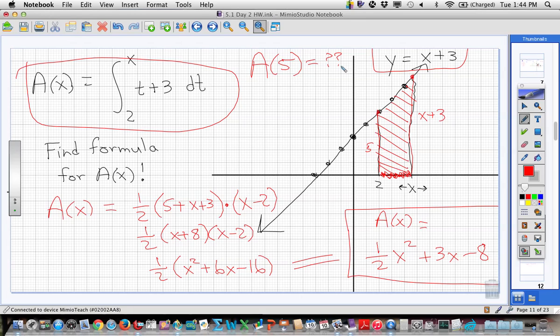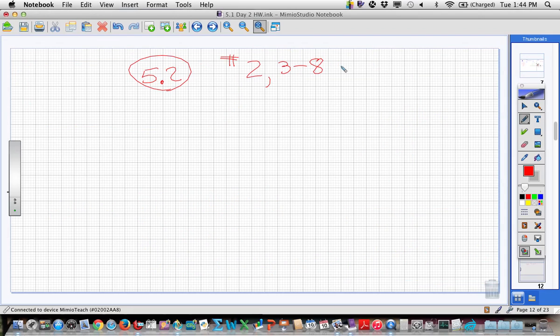So if I ask for a of 5 with this function, put a 5 there, which means put a 5 there, which means a of 5 really is saying the area from 2 to 5. The area from 2 to 5. Okay, just so you understand that notation. All right, so that's section 3 through 8. And then we're going to do 9, 10, and 11.